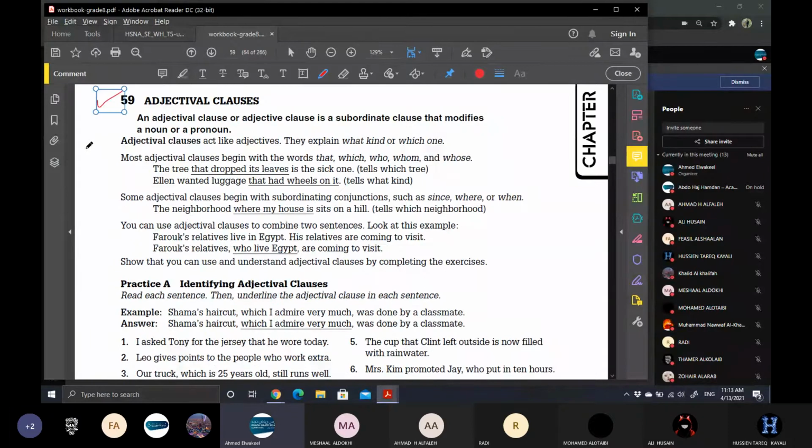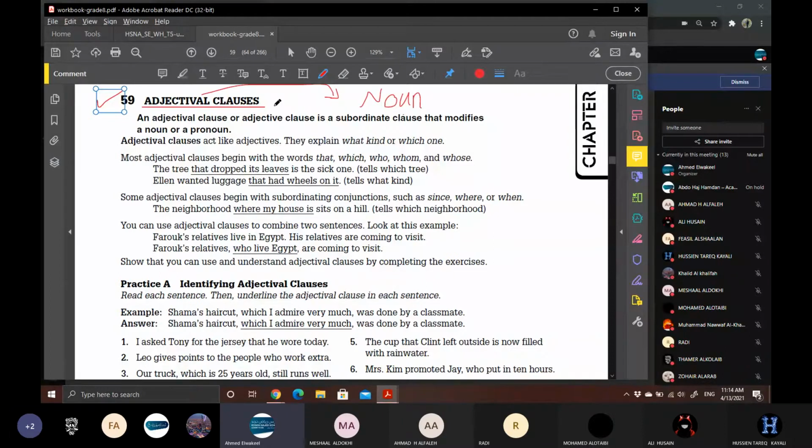For page 59, we were speaking about the adjectival clauses. Simply, guys, once you see the word adjective or adjectival, directly know that you are describing or modifying a noun. Once you see adjective or adjectival, you are describing a noun. So an adjectival clause, it's a clause.